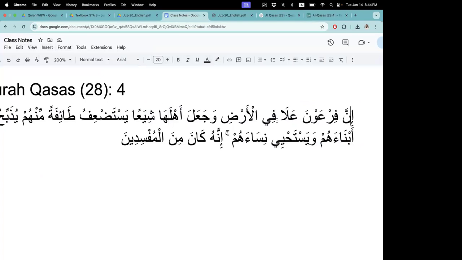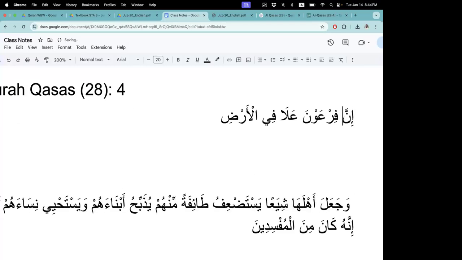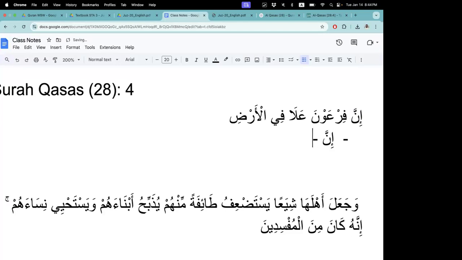Inna fir'auna ala fil ard. Let's break it down. Inna is a harf, and the meaning of it is indeed. It is to emphasize the sentence that is coming afterwards. You will notice this in the Quran a lot. Inna a'tainaka al-kawthar. Inna anzalnahu fi laylatil qadr. Inna al-insana lafi khusr. This is very frequent.